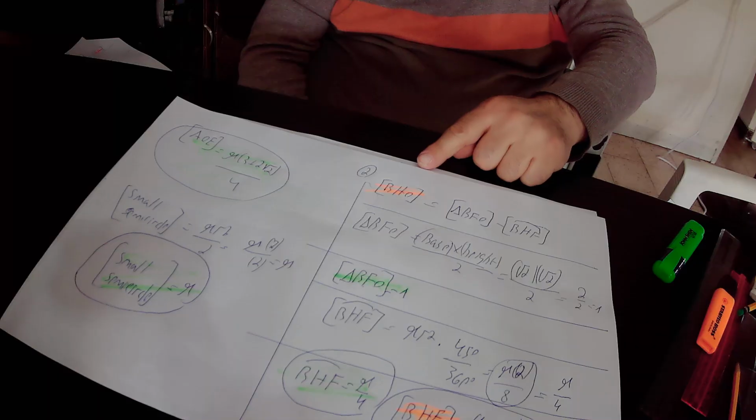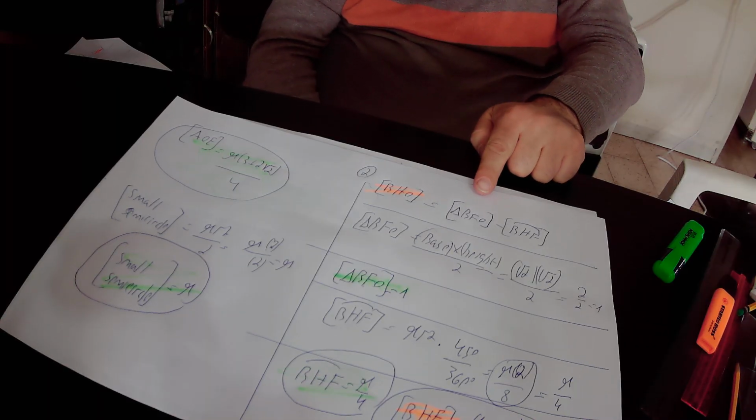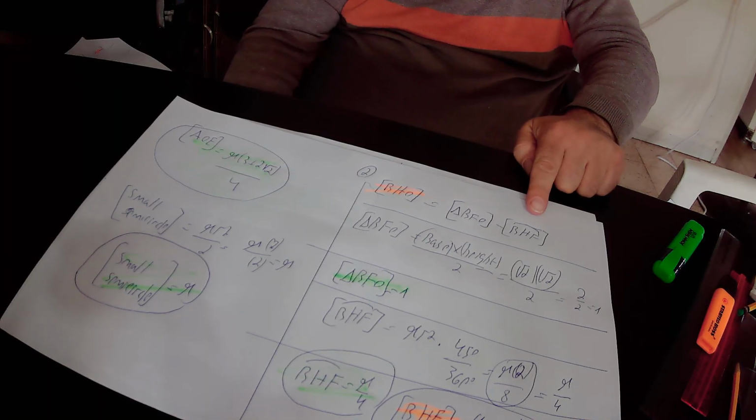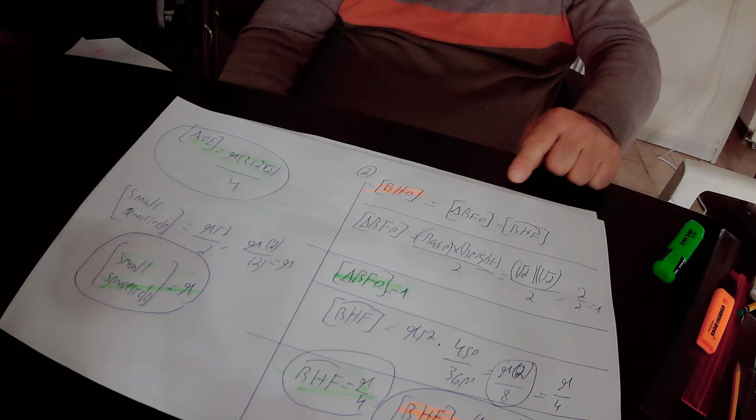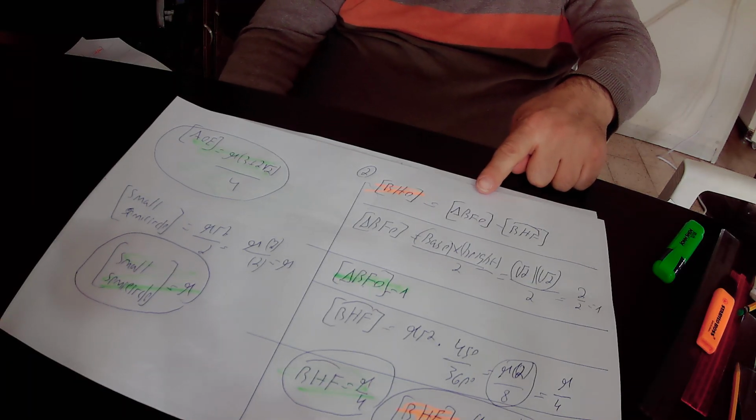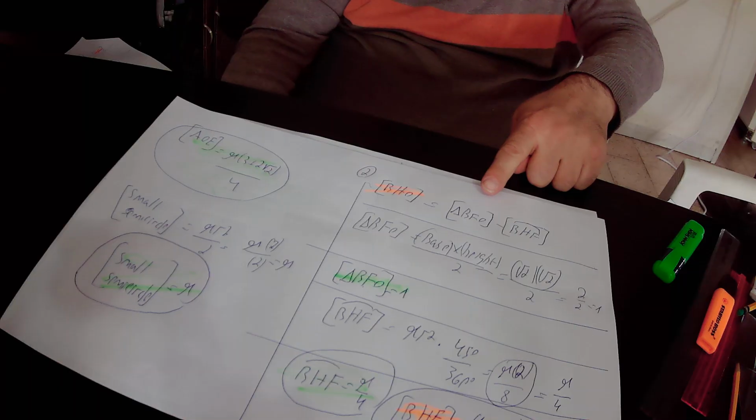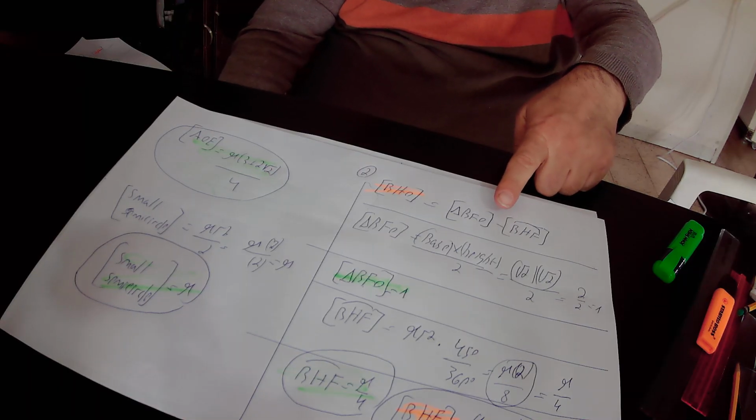The area of the orange shape BHO equals the area of the right triangle BFO minus the area of the small sector BHF. So what is the area of the right triangle BFO? The area of any triangle equals the base of the triangle times the height to the base over 2.